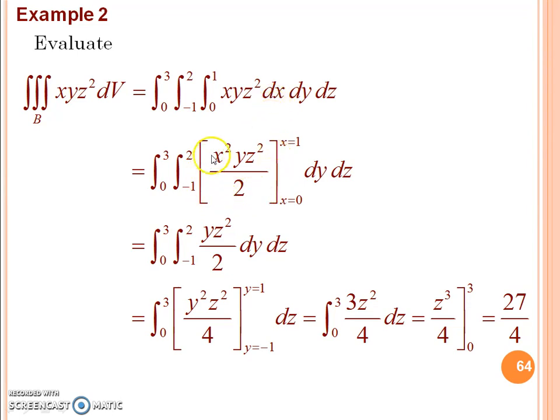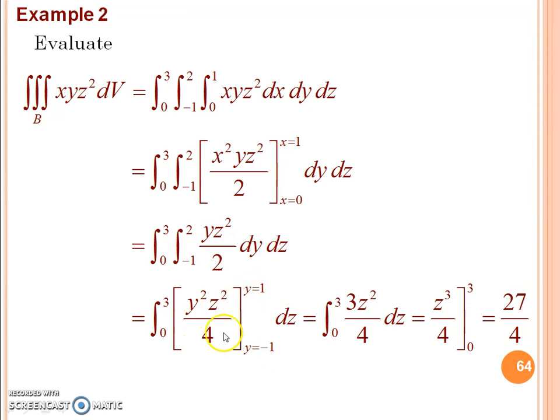Here we integrate first with respect to x, and at the time of integrating with respect to x, we keep y and z constant. So we integrate x and get x square by 2, and y and z square remain as they are. Put upper limit minus lower limit in x. Similarly, we integrate with respect to y. Again, at the time of integrating with respect to y, z square by 2 is constant, and the integration of y is y square by 2, which is why we get 4 here.